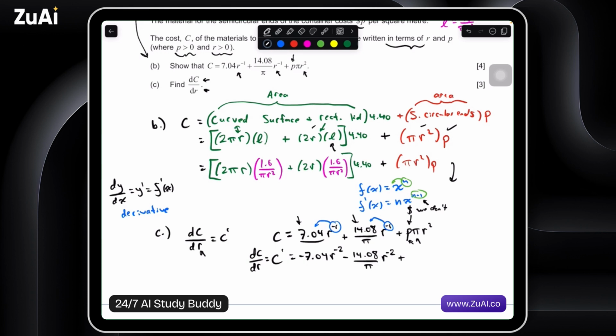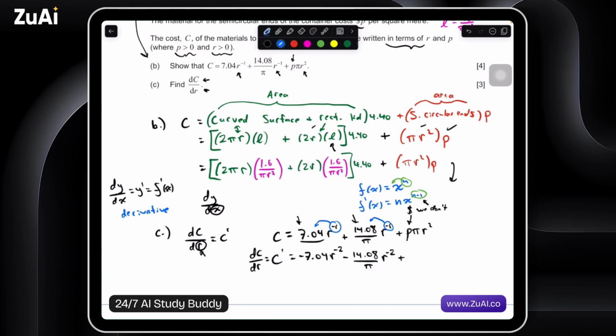R is the thing that changes, and it's what we want to take the derivative of. So once again, dy dx, take the derivative in terms of x, just deal with the x. dc dr, take the derivative of r, everything else leave it as it is. Just focus on the r in this case. Okay, so let's go ahead and take the derivative here.